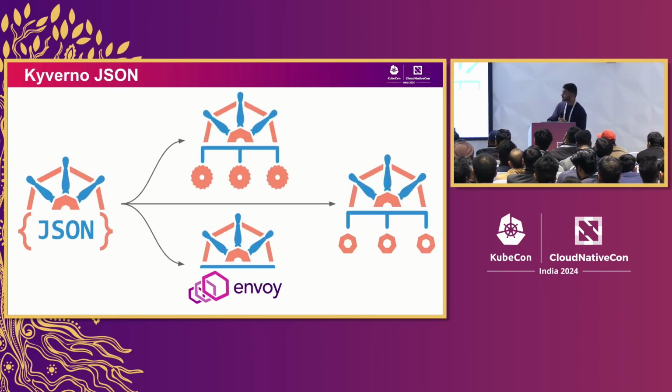Kyverno JSON is a complete tool in itself, but you can also use it to create other tools. And we have done the same. We have created two new tools from Kyverno JSON. One of them is called Chainsaw, and another is an Envoy plugin. Let's go a little deeper into that.